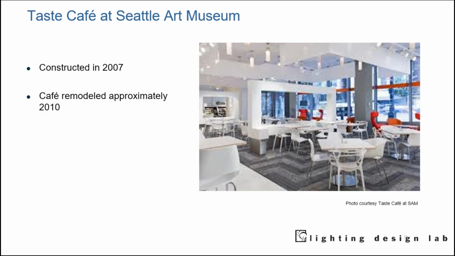The Seattle Art Museum opened their large expansion along First Avenue in 2007, where they took the original Venturi portion of the museum and expanded upon it to the north, taking up the entire rest of the block with this renovation. And with that, they put in a restaurant on the main floor along First Avenue.